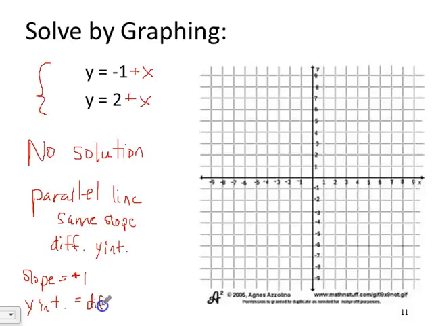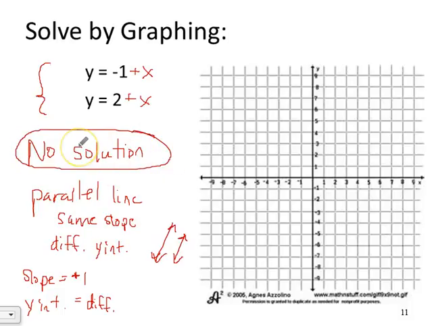And because my y-intercepts are different, I know I'm just dealing with parallel lines. Because I have parallel lines, they're never going to intersect. Thus, I would have no solution. You're going to see examples of that in Edgenuity. They're going to walk you through, and you'll see those graphed.